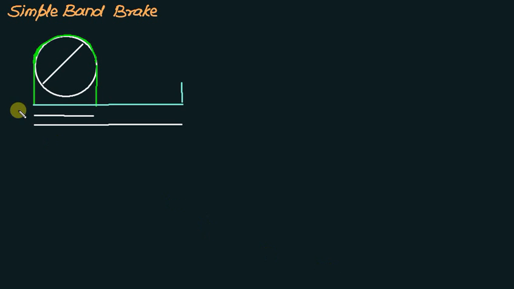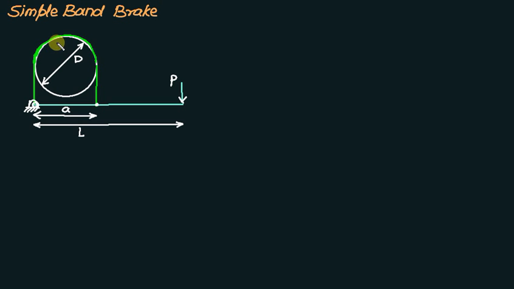Simple band brake. We will discuss in this video how to design the simple band brake. In the simple band brake, we have a hinge here to the lever. This one is a band which is wrapped over the drum and is attached to this point. External force P is applied here. Let's say this distance equals A. Let's say this distance equals L. This one is the diameter D of the drum.